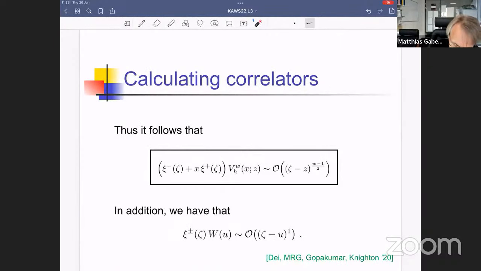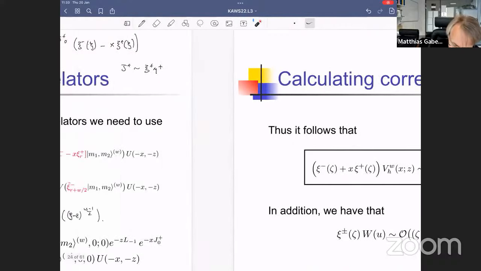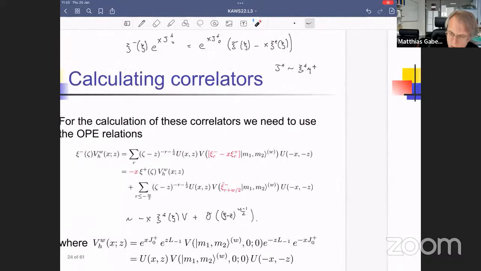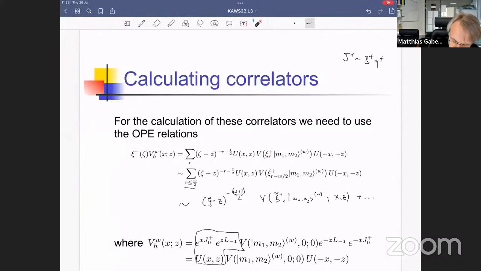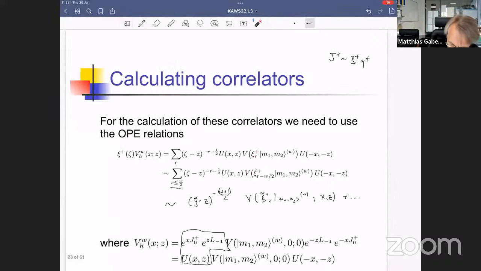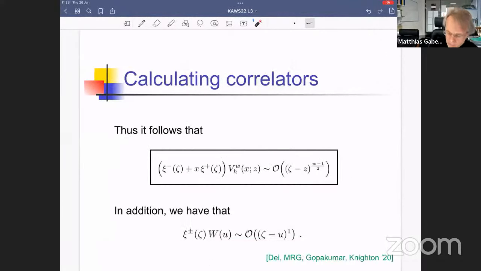So this is the behavior of xi plus and xi minus near this vertex operator. This combination is regular, and xi plus goes like zeta minus z to the minus w plus 1 over 2. Furthermore, both xi plus and xi minus near this vacuum field have a zero, as you can also check explicitly, and this is explained in this paper in detail.